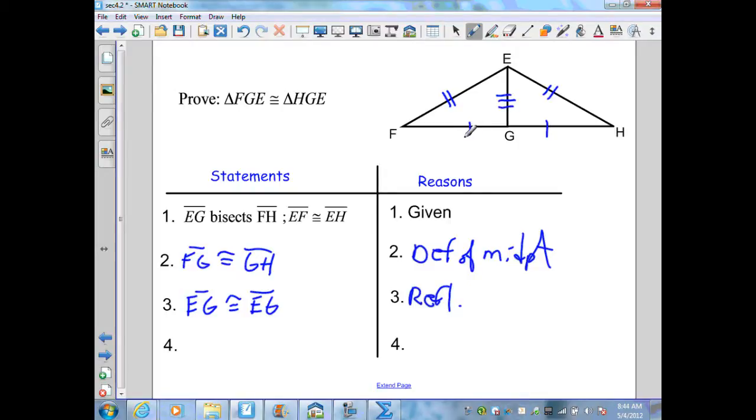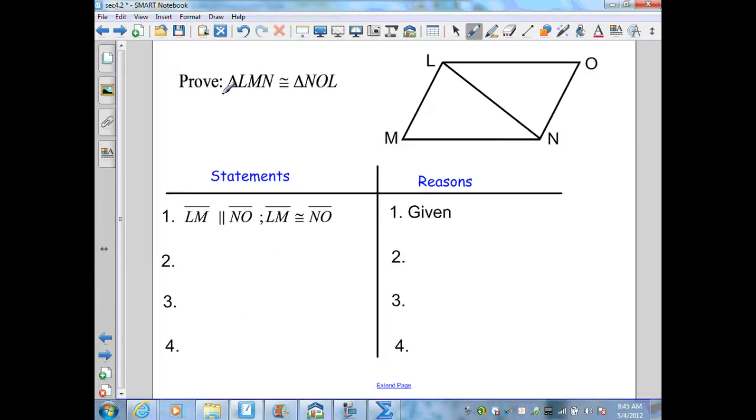And when I look at the diagram, I see I have side, side, side. Now I can state, and I'm going to use the congruent statement given, which is triangle FGE is congruent to triangle HGE. And that is by the side, side, side postulate.